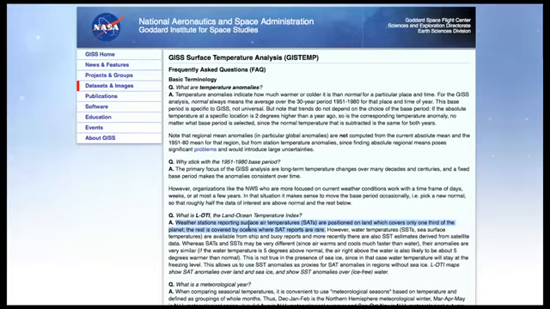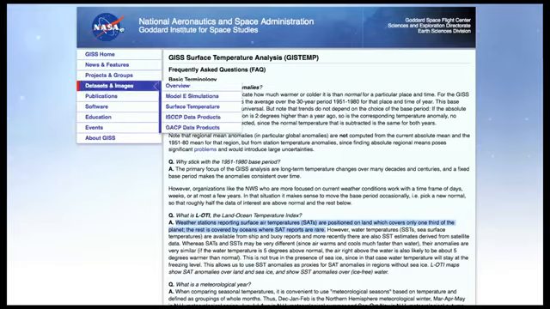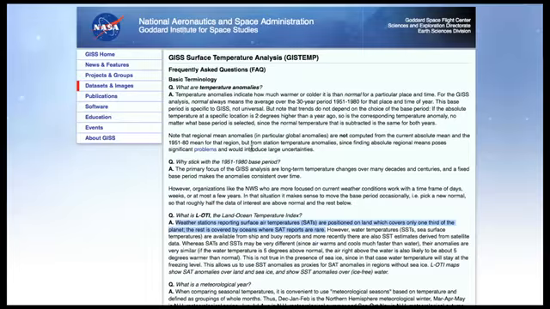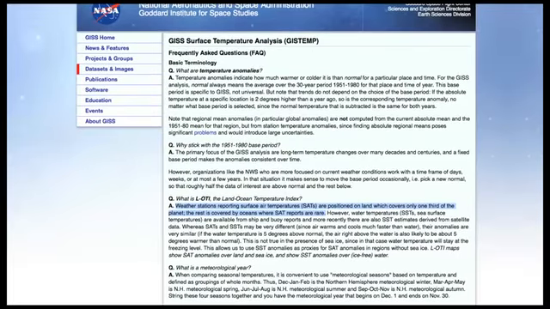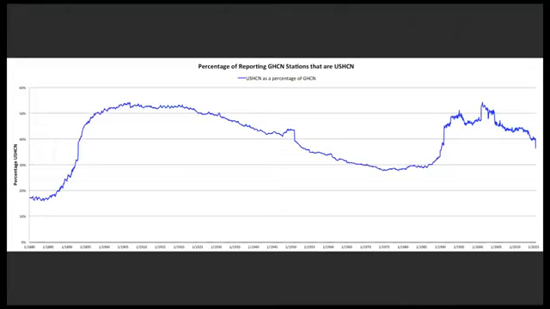So not only do you only have about 30 to 40% of the land covered with weather stations, only 30% of the planet itself is covered in land. So again, it's a fraction of a fraction that is making up the temperature record that they're using.